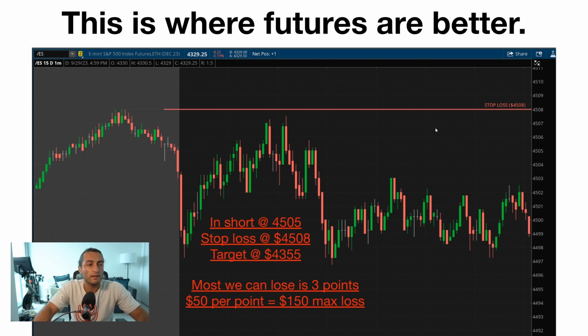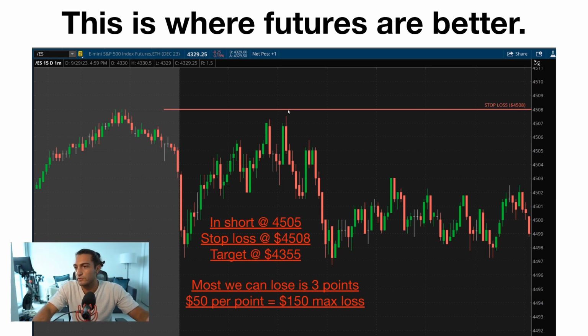Okay. Let's say we got into a short here at 45.05, which is right around here, right around this little swing high, if you will. And we put our stop loss up here at 45.08. So we're in a short. We think the market's going to go down. And we put our stop loss up here above the high of the day.